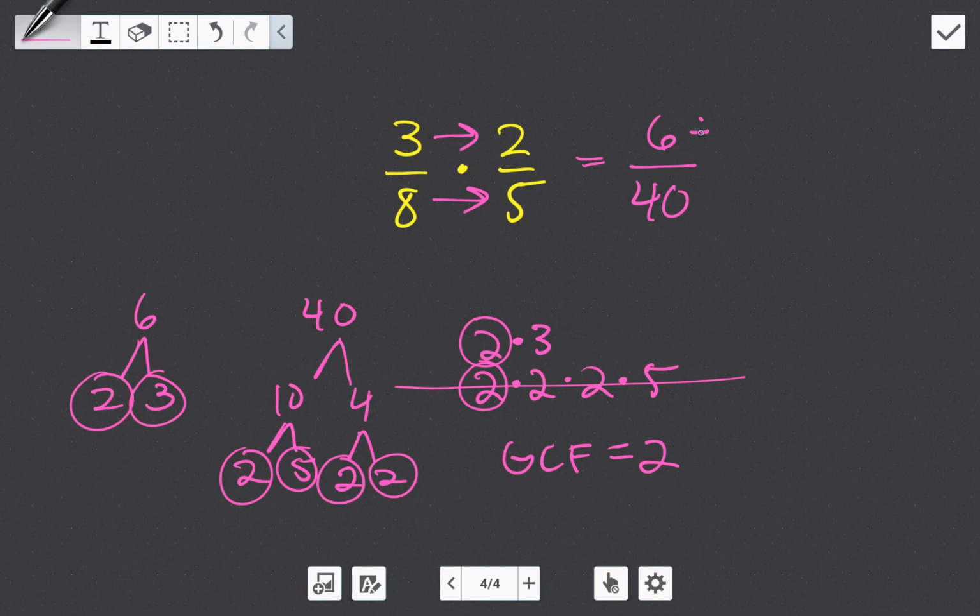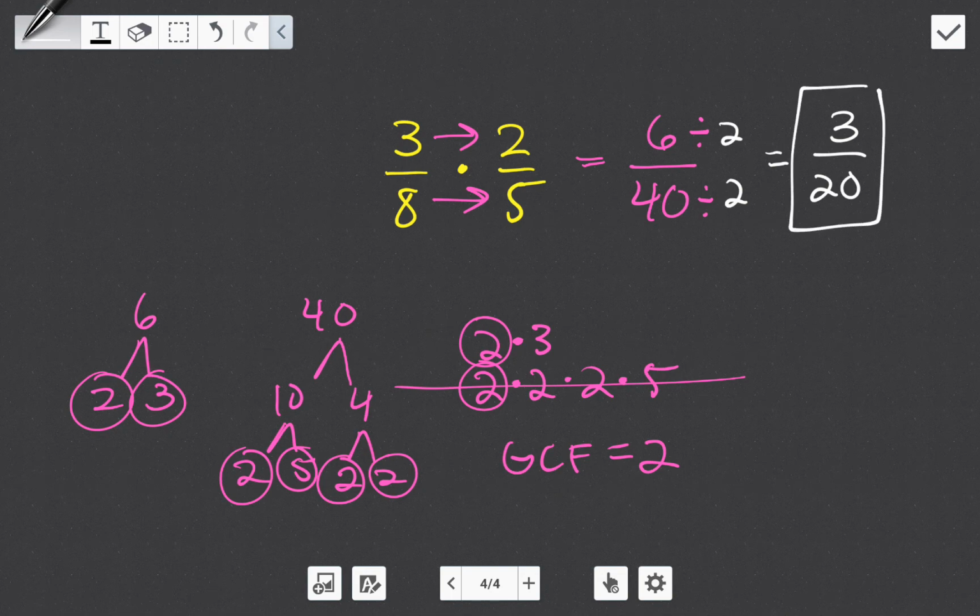So I divide both the top and the bottom by 2. Let me do that in a different color. And I end up with my answer. 6 divided by 2 is 3. 40 divided by 2 is 20. So there you have it. This is my simplest form answer.